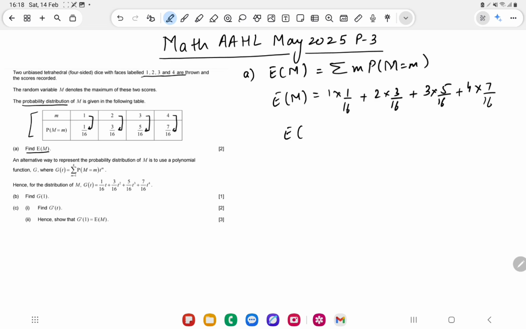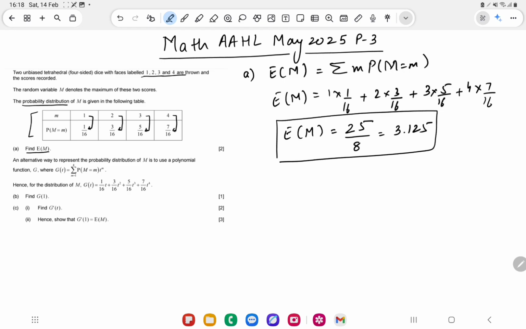Since this is a paper 3, GDC is allowed. So when you solve this, you will get 25 by 8, or we can also write it as 3.125. So this is your answer for the A part.